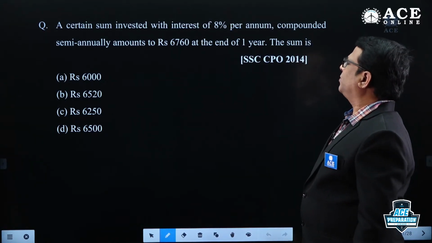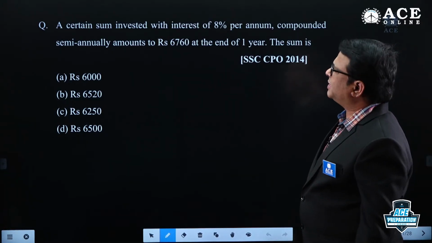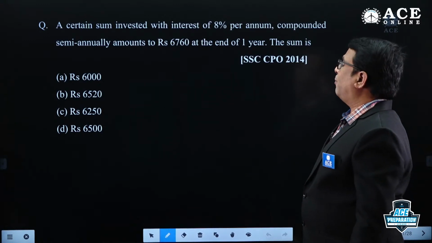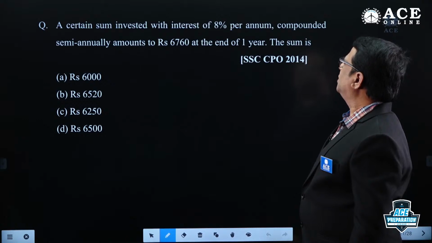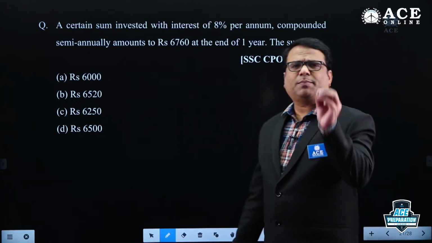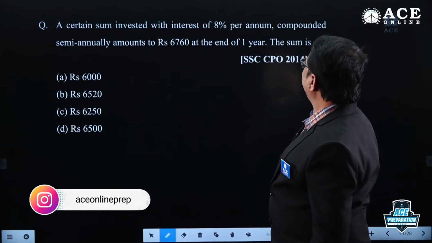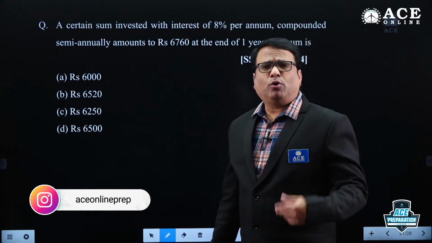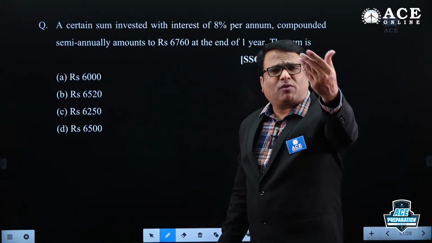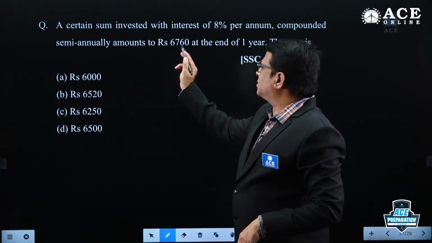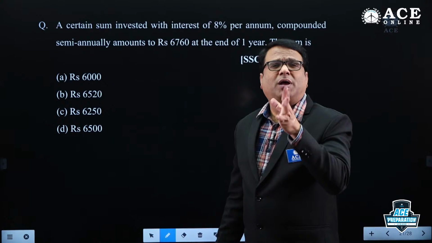Now, a certain sum invested with interest of 8% per annum compounded semi-annually amounts to rupees 6,760 at the end of 1 year. Then the sum is? So, what is the principal? We don't know. But after 1 year, the amount is 6,760. Then what is the principal?